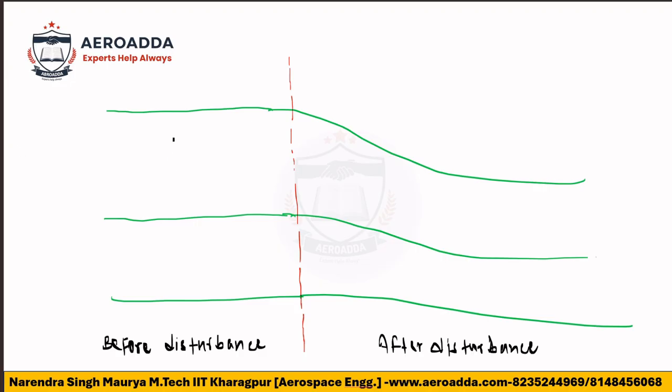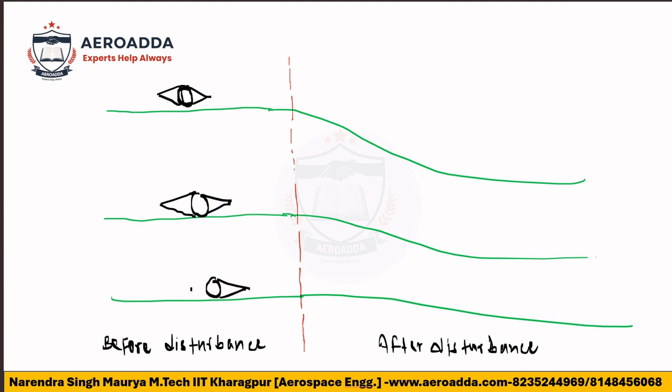Now just think about it. Before disturbance, the aircraft condition will be somewhat like this. Because we are going to check the roll only, just like in longitudinal stability we were checking the nose up and nose down, here we are checking the roll. So this is the aircraft actually. Now think about this aircraft. This is the front view of it. This is the aircraft, check.